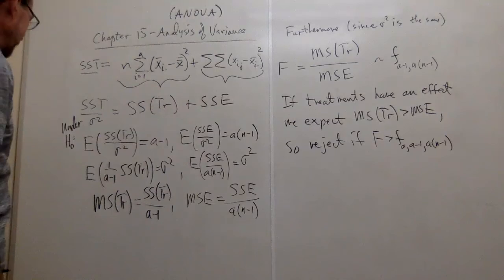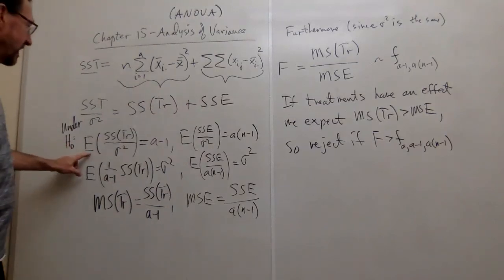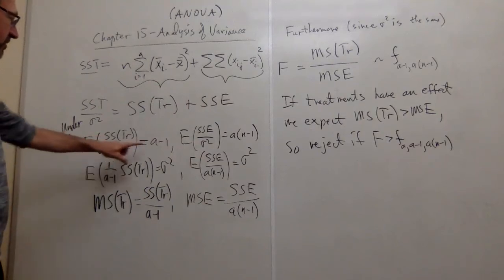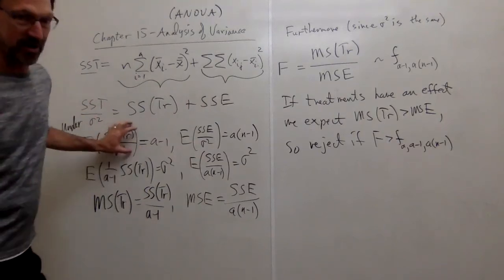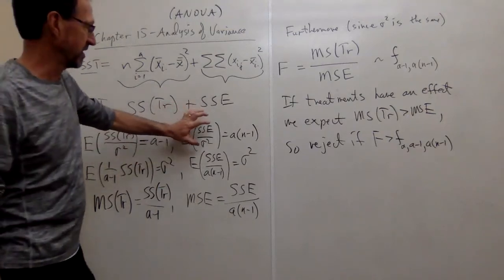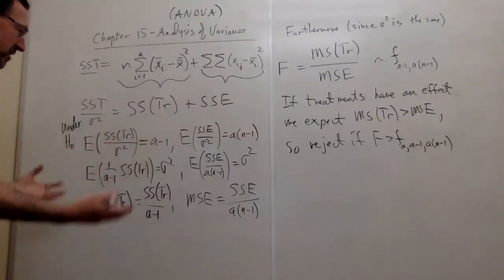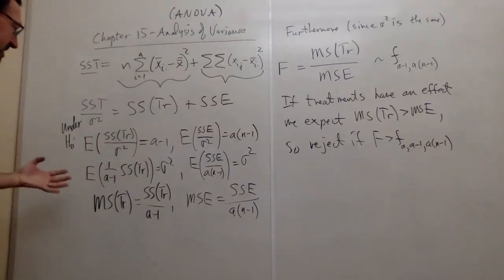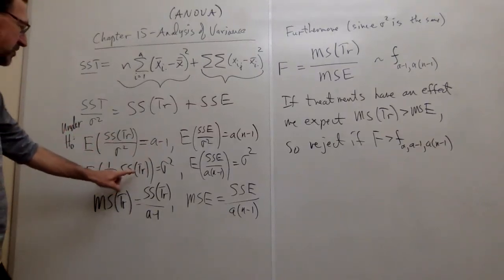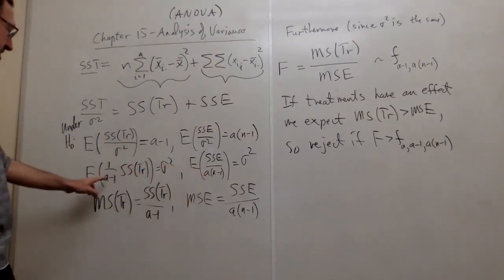Now, under the null hypothesis, the expected value of SSTR divided by sigma squared, a chi-square random variable, is the degrees of freedom. Same thing over here, the degrees of freedom. If you manipulate that using linear properties of expected value, you get that under H0, both of these quantities are unbiased estimators of sigma squared.